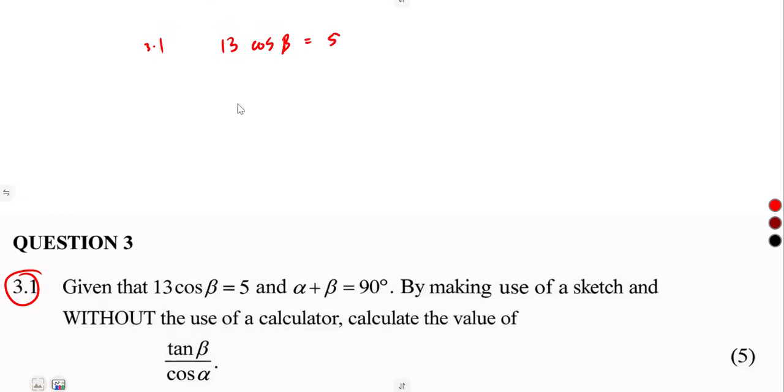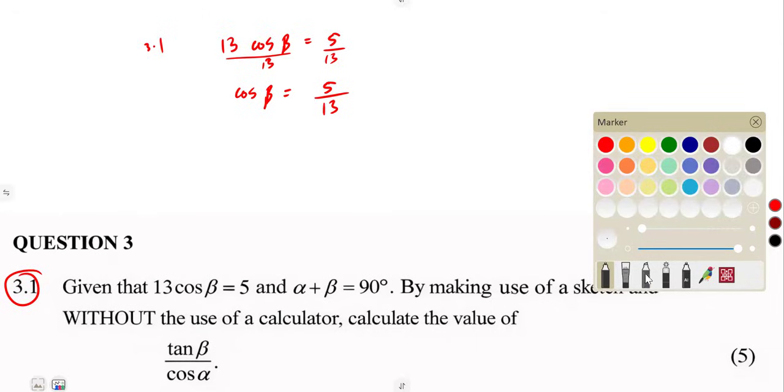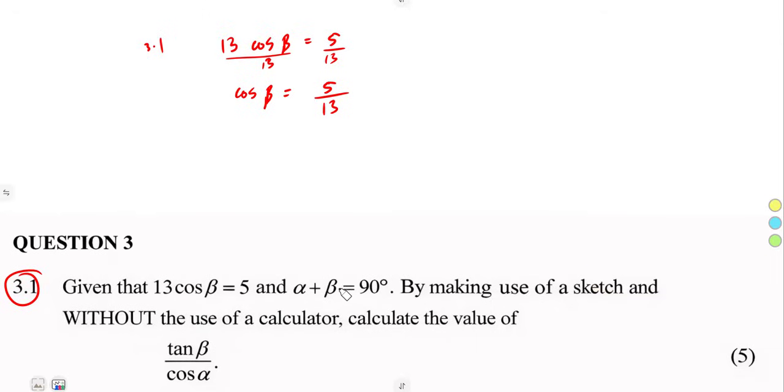So we can have the ratio of cos beta there. Cos beta is equal to what? Simply divide by 13, by 13. So it was going to be 5 over 13. This is what we have for our beta. And alpha plus beta gives us 90 degrees. Angle alpha and beta gives us 90 degrees.